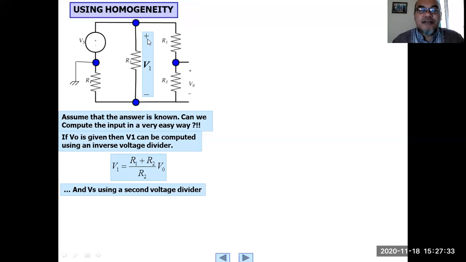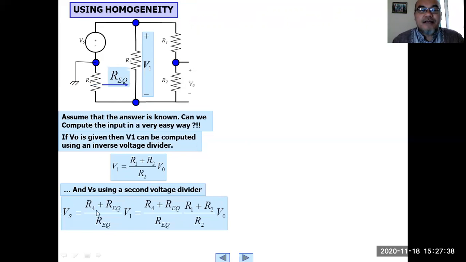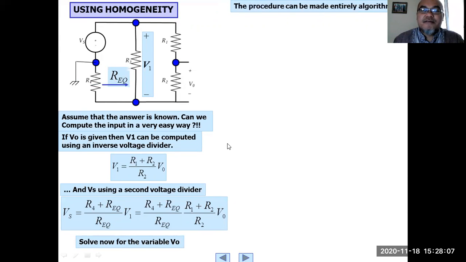And Vs, using a second voltage divider, equals V1 divided by Req times (R4 plus Req), where Req is the equivalent of this resistor. Then from here, we substitute V1 with (R1 plus R2) divided by R2 times V out. So from here, we can solve the variable V output based on variable Vs. Okay.